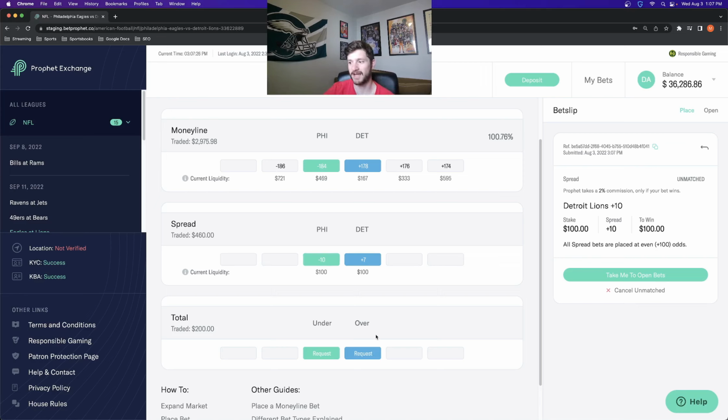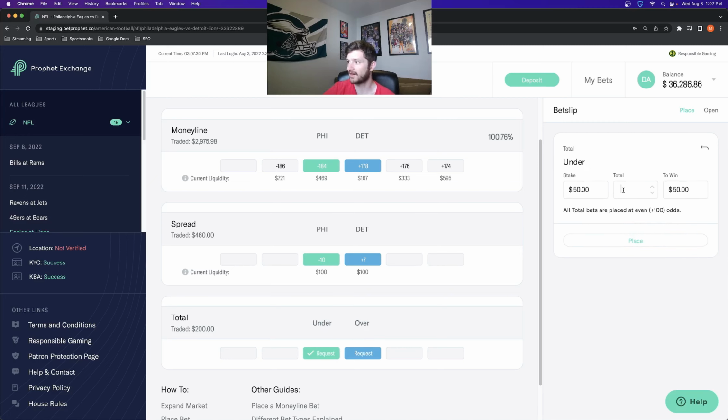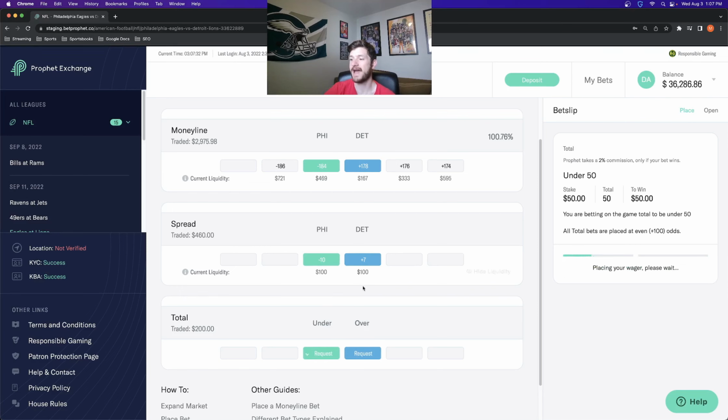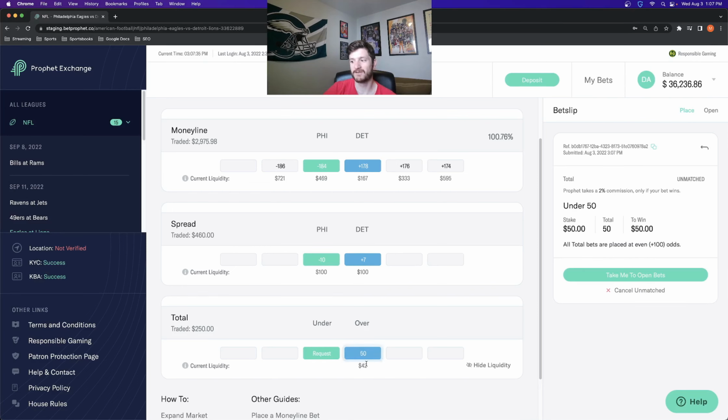The same logic applies to an over or an under. I could request $50 on an under 50, and then that would now be the price. So someone could bet over 50 at $50. That's how all of that makes sense.